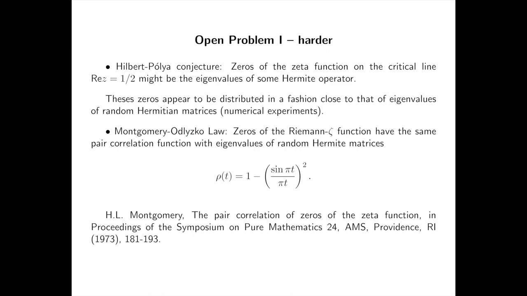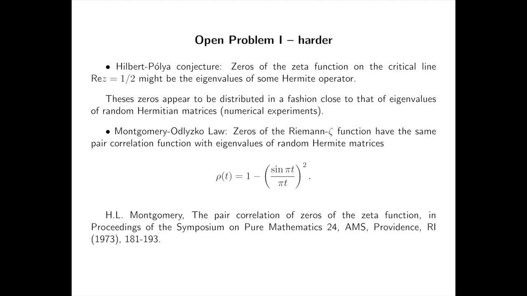I mentioned two open problems related to this. One is the so-called Hilbert-Polya conjecture: the zeros of the zeta function on the critical line, real part of z equals 1/2, may be the eigenvalues of some Hilbert operator, a Hermitian operator. This is the conjecture, right? I checked the literature, and somebody says Hilbert mentioned this, but you cannot find solid evidence of that. Anyhow, historically this is called the Hilbert-Polya conjecture. And you can see the eigenvalue is a very deep business, because it somehow relates to the Riemann conjecture. And of course, as for Montgomery, there's a story.